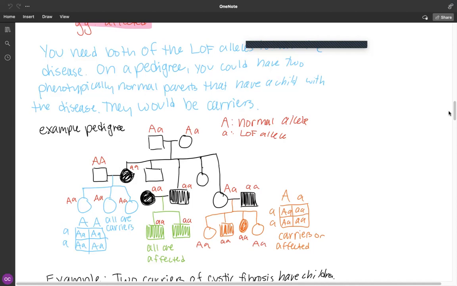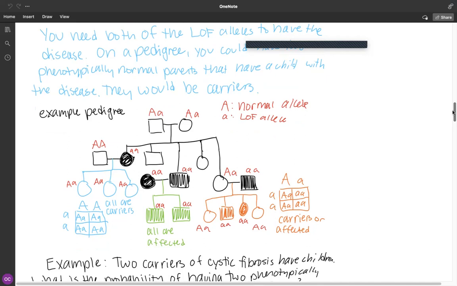Is it autosomal recessive or autosomal dominant first, and then you can figure out the genotypes, which will help you figure out probabilities. So in this case, I've designated a capital A as a normal allele, and a lowercase a is a loss of function allele.